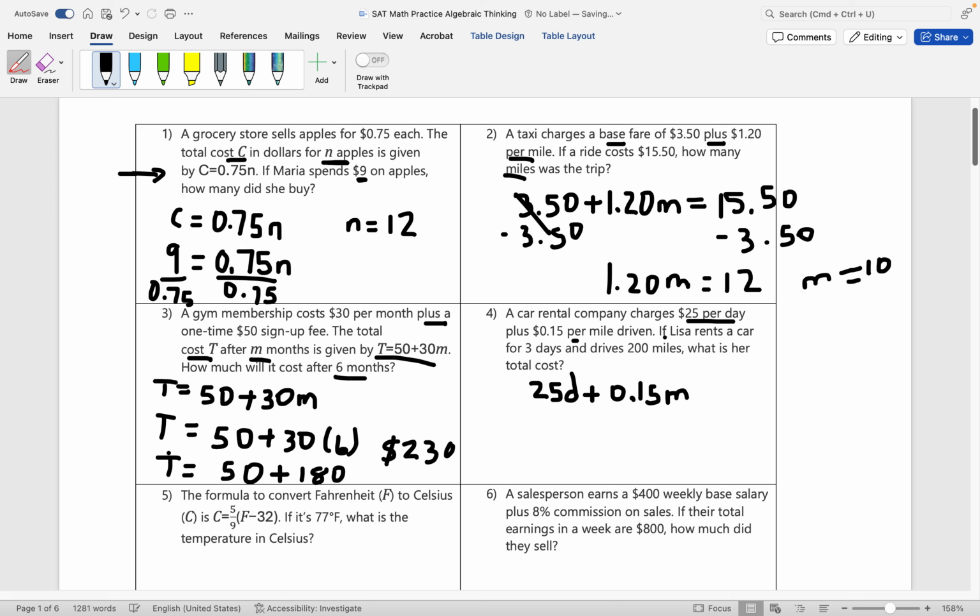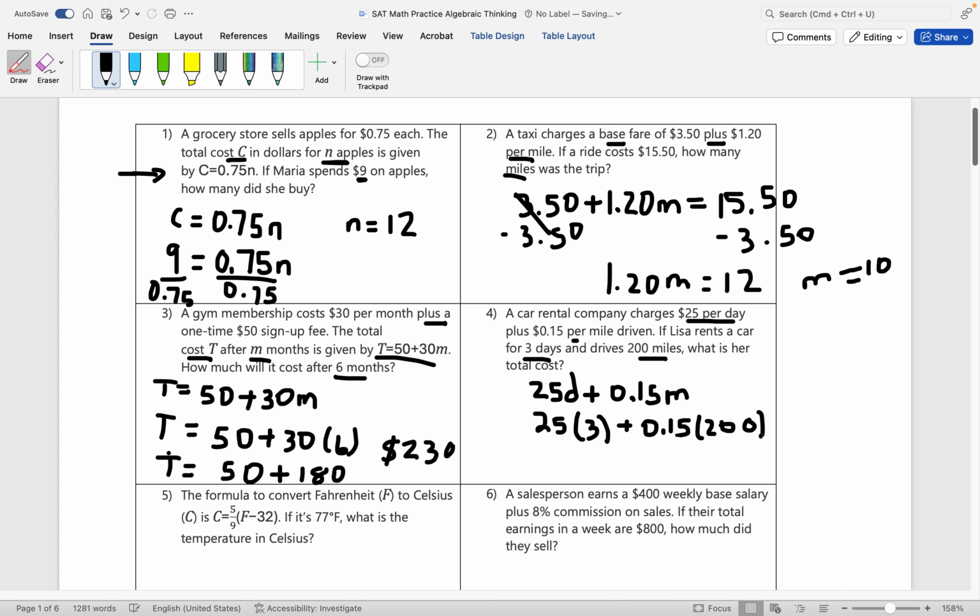And now it says that if Lisa rents a car for 3 days, oh, that's my first. My days is gonna be 3, and drives 200 miles. So miles is 200. What's the total cost? So now I'm going to substitute my variables. So it's going to be 25 times 3 because there were 3 days. And then I need to add my 15 cents, 0.15 multiplied by the number of miles, which they told me is 200. This is going to give me the total cost for renting this car.